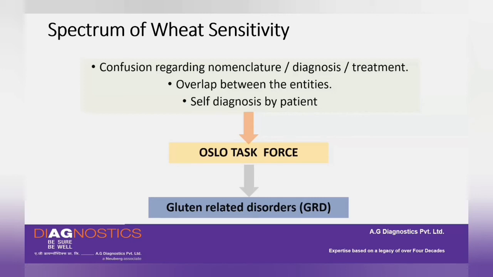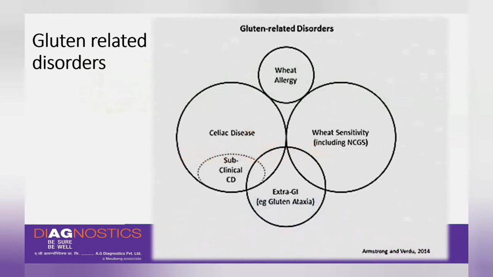So because of all this, an Oslo task force sat together and has tried to now define these entities better, and they have grouped it under the large umbrella term gluten-related disorders. So in gluten-related disorders, like I had already mentioned, the main one is celiac disease. Celiac disease could be symptomatic, or then there is a subset where the patients may have subclinical celiac disease.